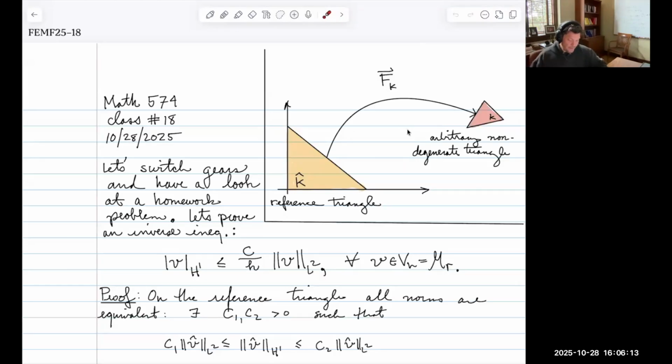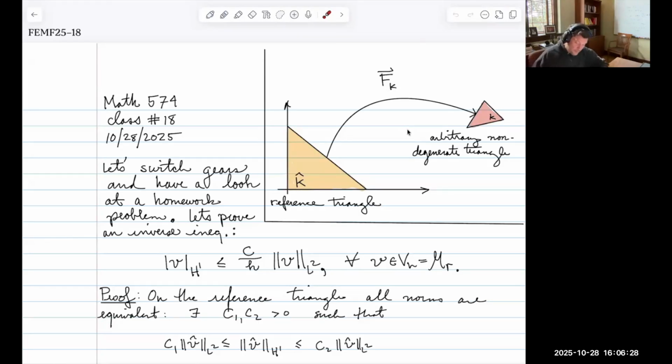We were talking last time about parabolic problems, in particular the heat equation. But before we get back to that topic, I would like to take a little detour and talk about a homework problem that was assigned.